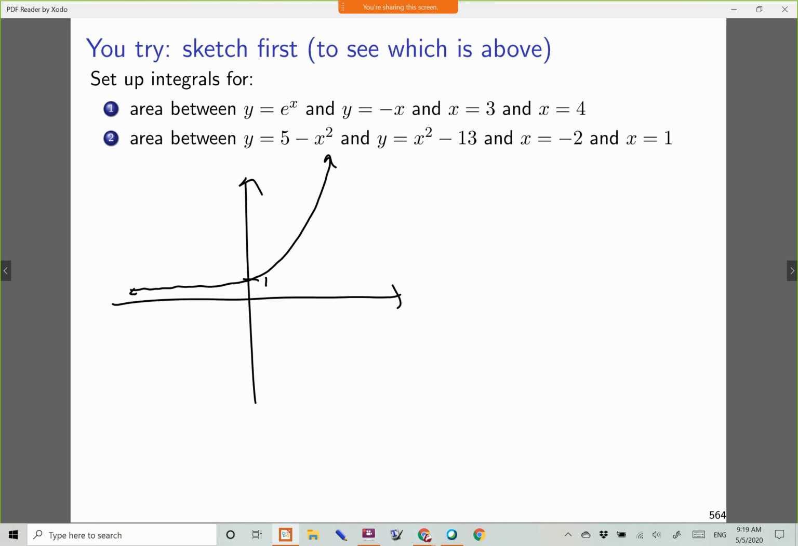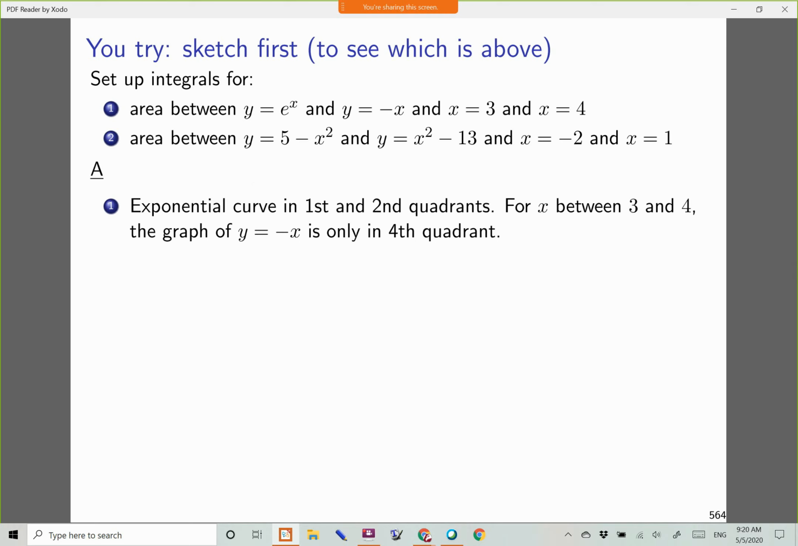And then y equals negative x, well, that's a line. Slope is -1, y-intercept 0, so going right through the origin. So that line, like that. X equals 3, x equals 4, so somewhere over there on the positive part of the x-axis, they're just right next to each other, these two vertical lines. And so we should have a region that looks like this. The point of the picture is to just clear up that the exponential is the one that's above.